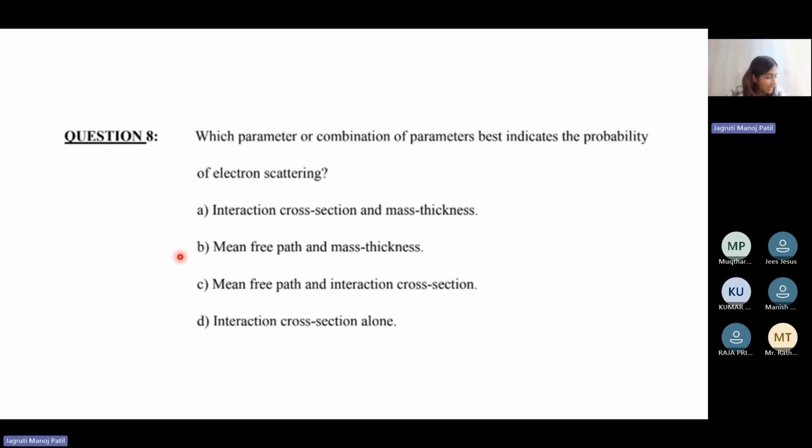Which parameter or combination of parameters best indicates the probability of electron scattering? We just saw what happens. Is it the interaction cross section and the mass thickness, or the path length through the sample thickness, or the path length and the cross section interaction, or only the interaction cross section?